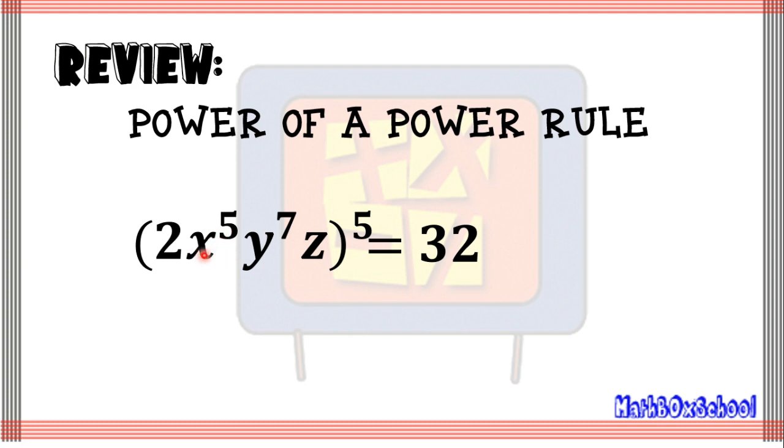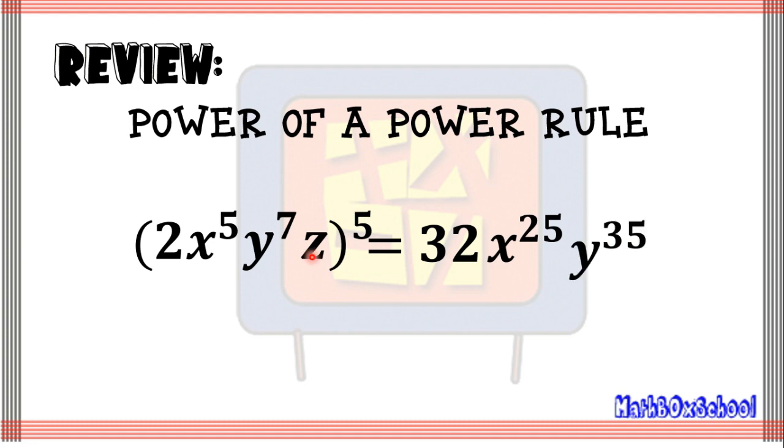Next, we have x to the 5th power. So again, tulad kanina, i-multiply natin yung exponent ni x doon sa exponent na 5. So 5 times 5, that is 25. So x raised to 25. Same with y raised to 7. So we will multiply 7, yung exponent ni y, doon sa 5. So 7 times 5, that is 35. So the answer here will be y raised to 35.